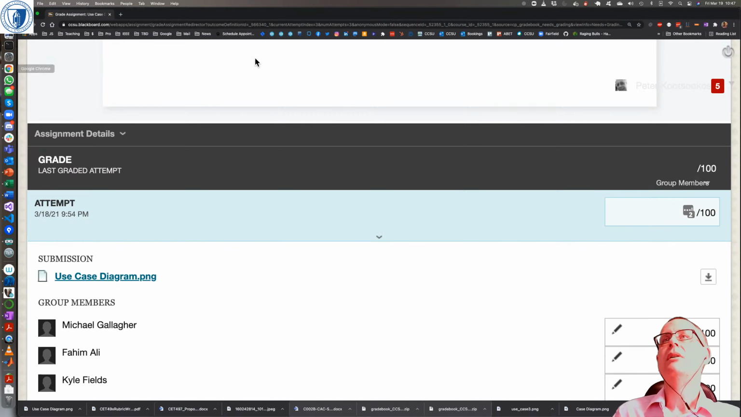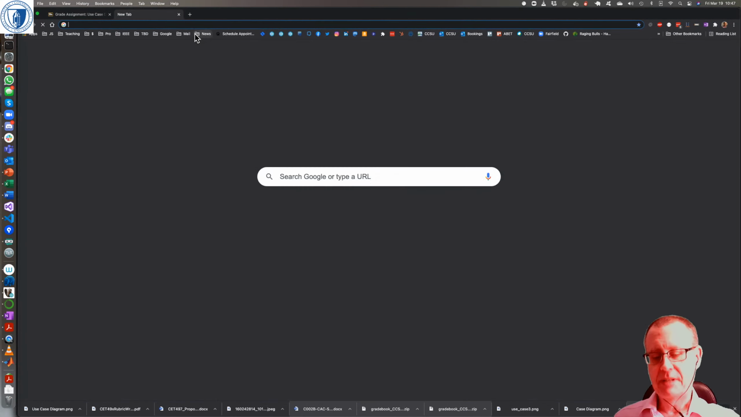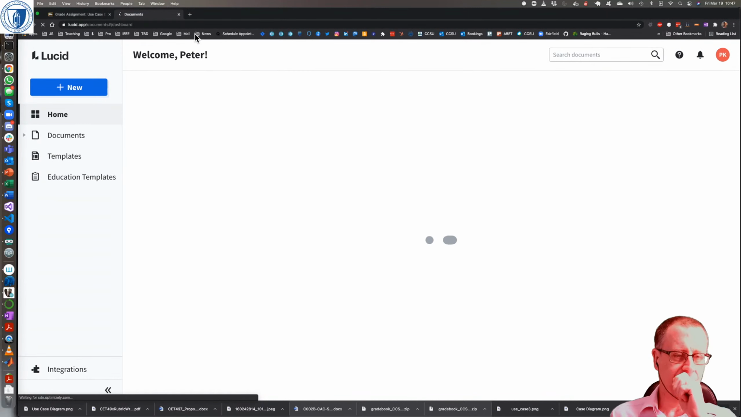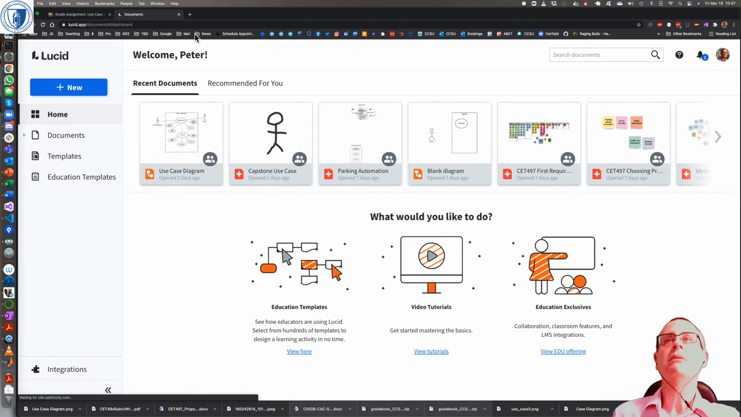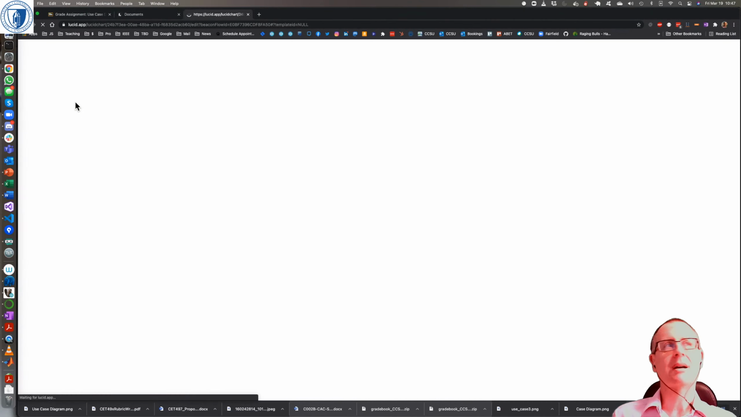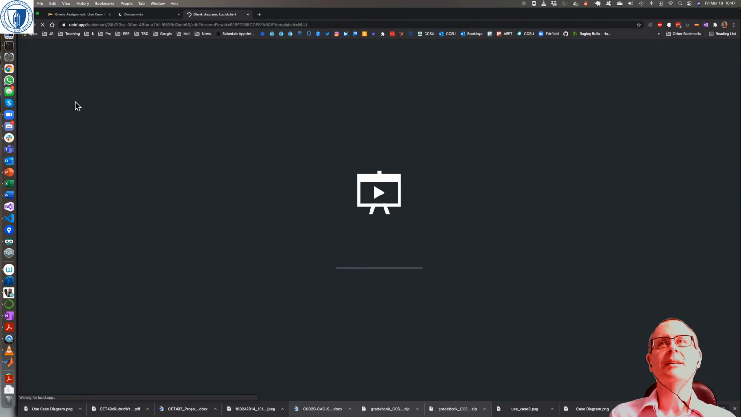Okay. So my favorite drawing tool at the moment is lucid.app, and that's the one we did the board on, that one there. And the way I did that is with the Lucid Spark board. The way I've been doing the diagrams, it's a bit more structured, using a Lucid Spark document.